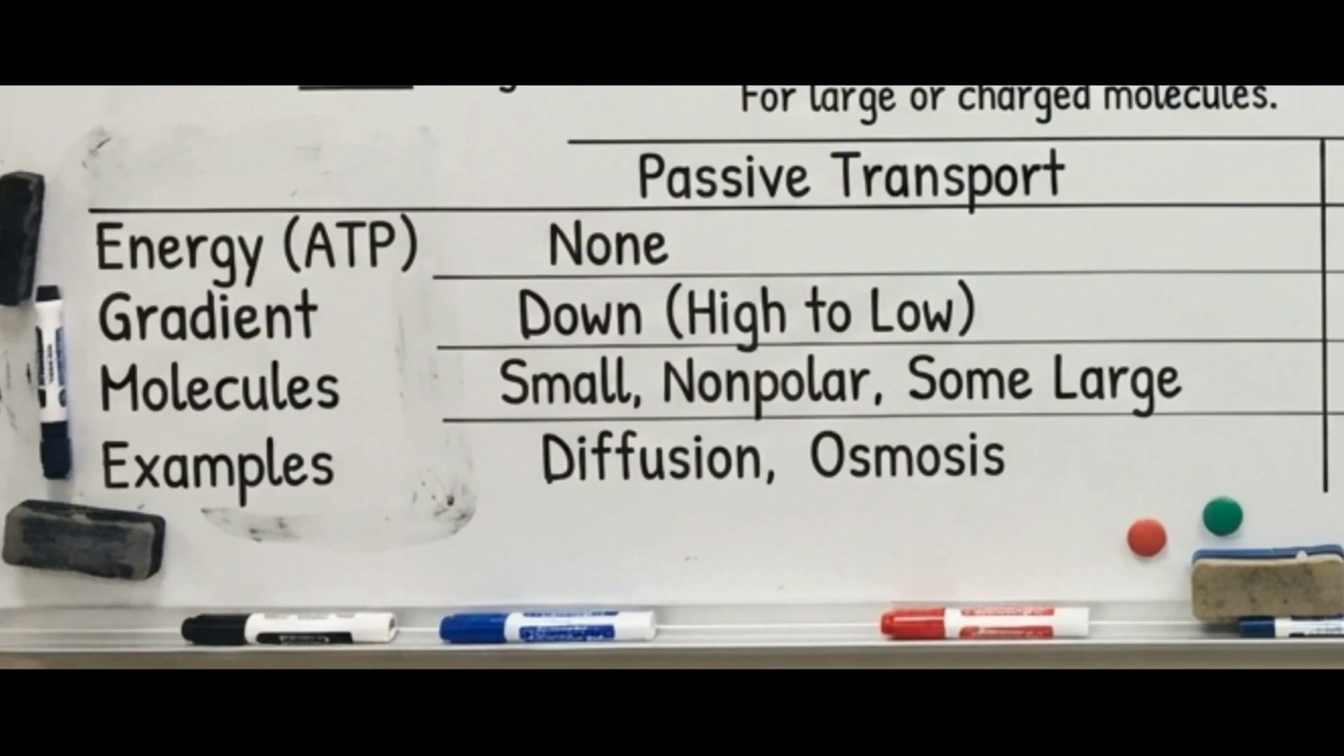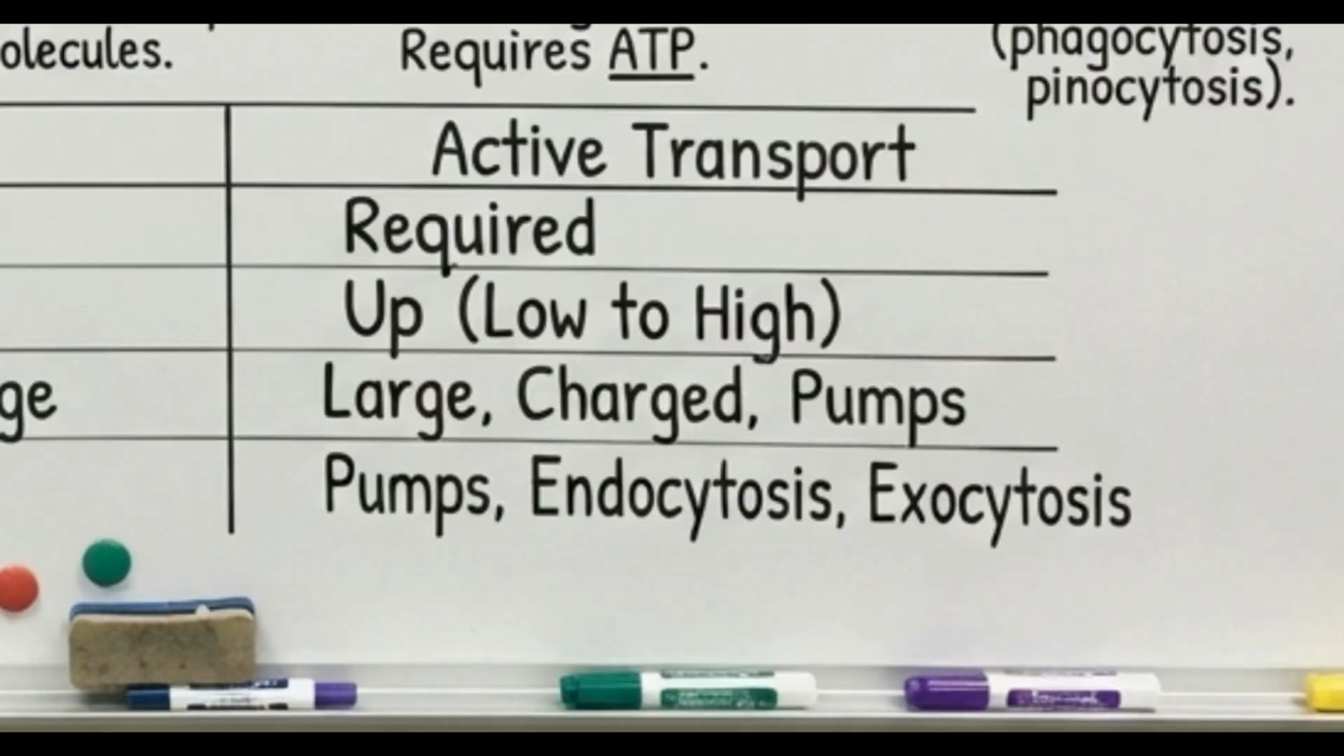To wrap it all up, passive transport requires zero energy and flows high to low. Active transport requires ATP and pumps low to high.